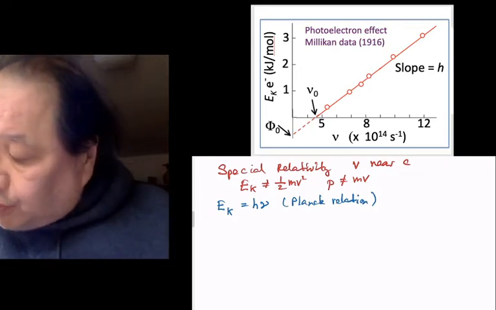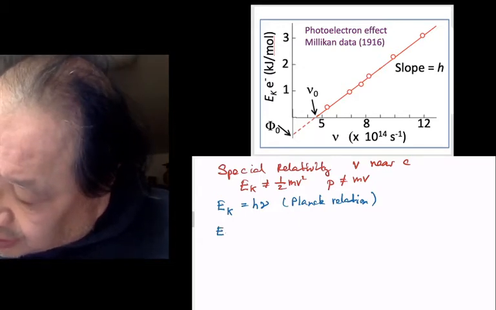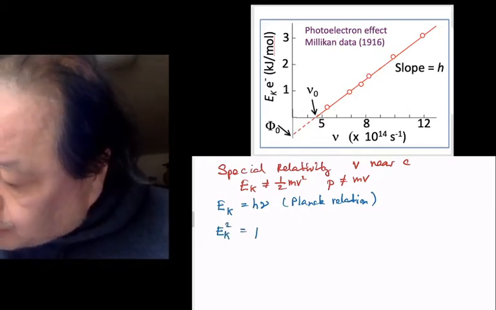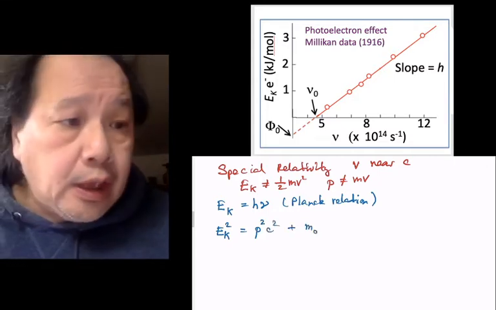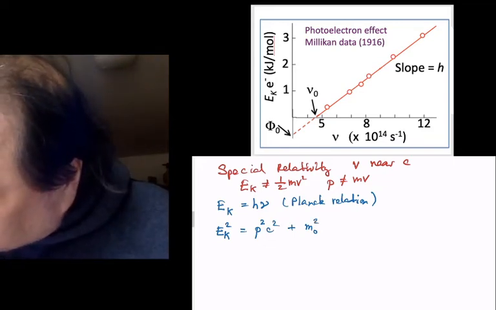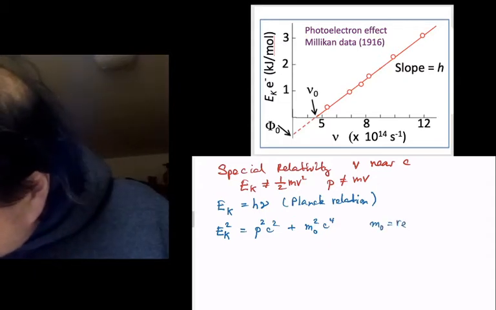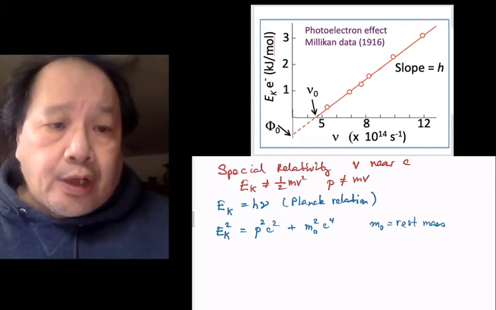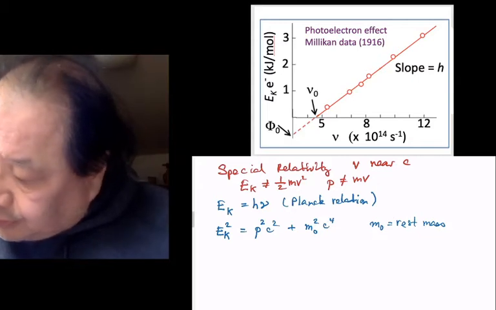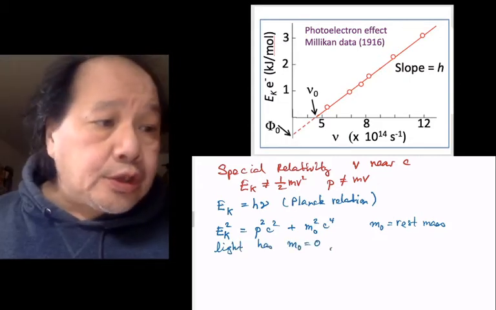And he finds out how kinetic energy and momentum are related in general in the theory of special relativity. Ek squared equals momentum squared times the speed of light squared plus m0, and I'll explain what m0 is in a second, squared times the speed of light to the 4th power. m0 is the rest mass. The rest mass is how much a particle weighs if you're right on top of the particle. And light has m0 equal to 0. It has no rest mass.